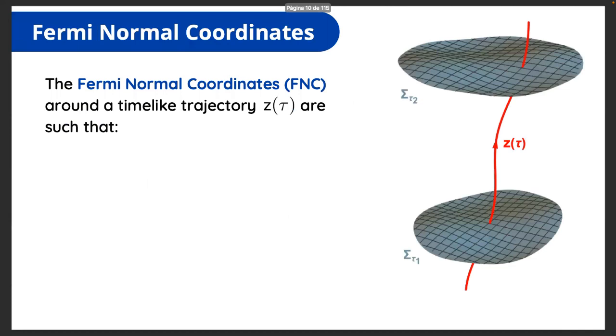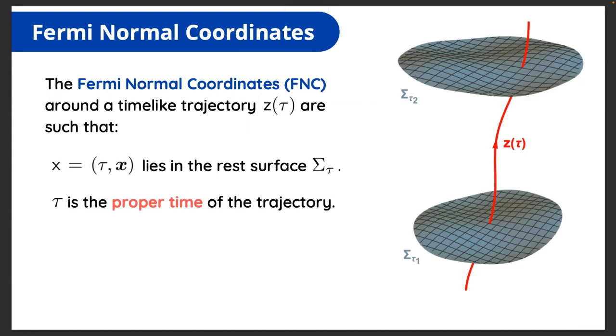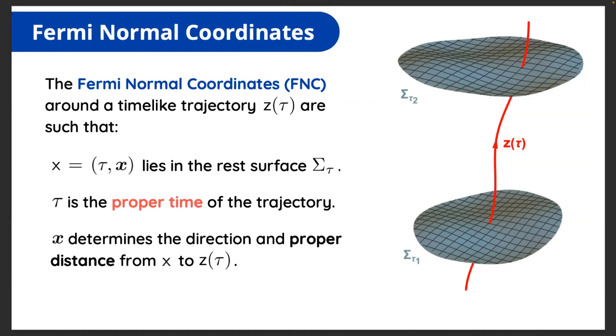What are the Fermi normal coordinates? Basically, these are coordinates that, given a timelike curve, are such that if an event has coordinates tau and x, then this event lies in the surface labeled by tau. Tau also just so happens to be the proper time of the trajectory. And x here has a physical interpretation because it corresponds to the geodesic distance from the curve to the event, okay? And the only drawback of these coordinates, of course, is that in a general curved spacetime or for general trajectories, they're only defined locally around the trajectory, okay? So that's a feature that they have.